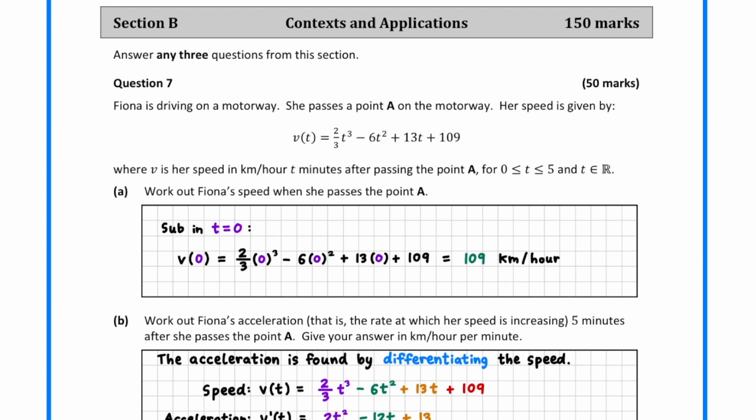In question 7, we are given a function describing Fiona's speed t minutes after passing a point A on the motorway. In part A, we must find her speed when she passes the point A. This occurs at a time of 0 minutes, so all we need to do is sub in t equal to 0 into our function.